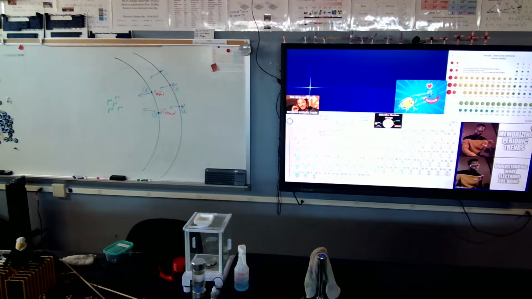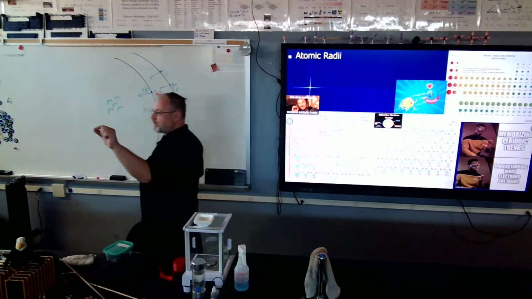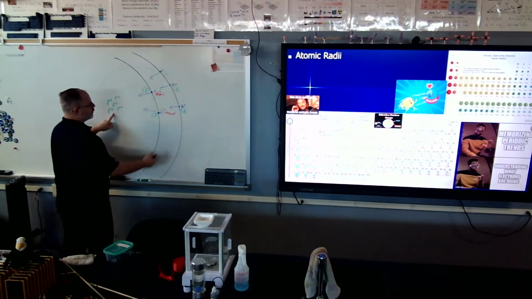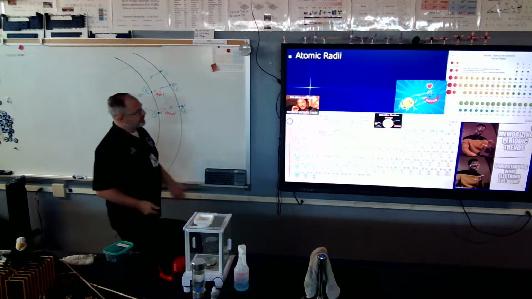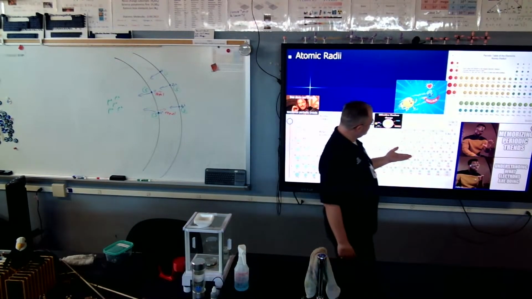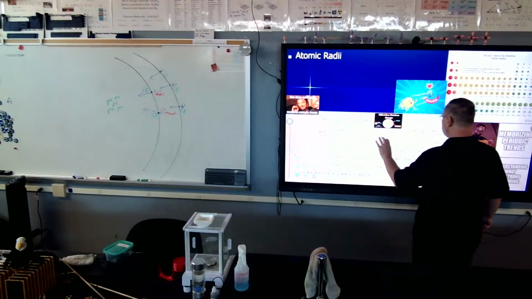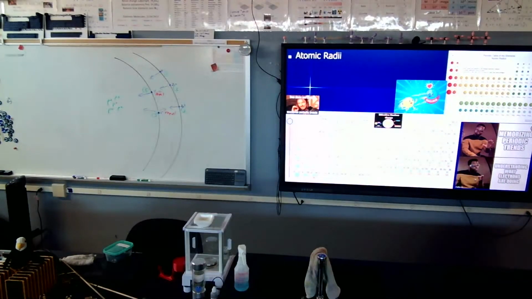Our first trend is just how big an atom is, and it's pretty important. We use the word atomic radii to mean the distance from the center of the nucleus to where the outer shell of electrons is. As you might notice, as you go across the periodic table, it gets smaller and smaller. Why does it get smaller as you go across the periodic table?